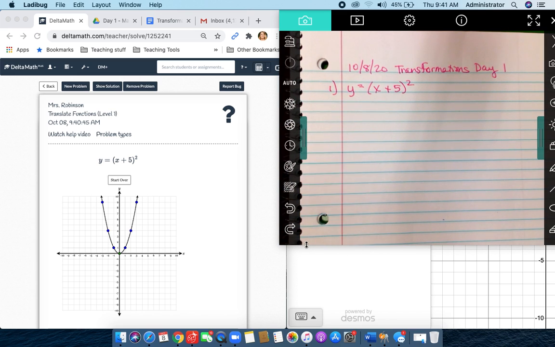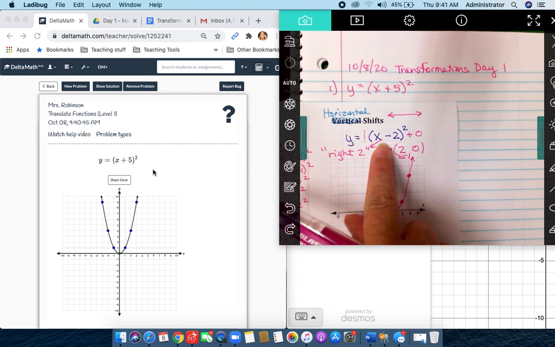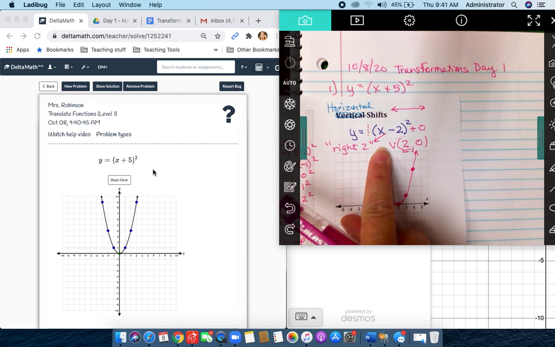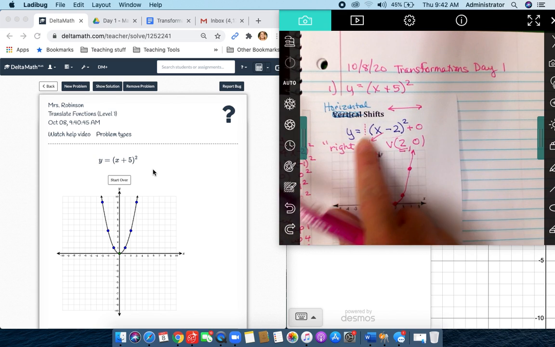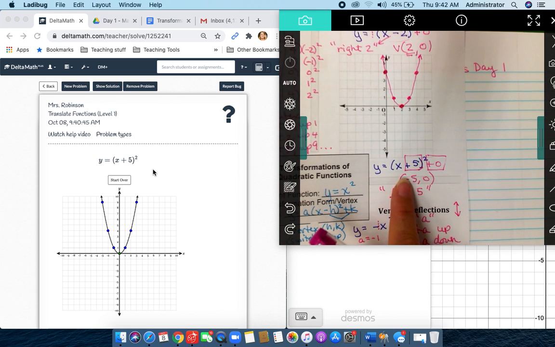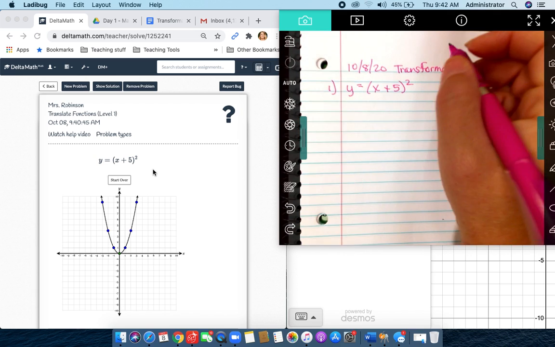So y equals the quantity x plus 5 squared. Refer back to your notes, so keep these notes handy. So what happens if it's in parentheses? We're going to shift the opposite of what we're thinking, right? So if I see minus, I'm going to shift right, but if I see plus, and look, I already did this one for you in your notes. If I see plus 5, I'm going to shift left 5.